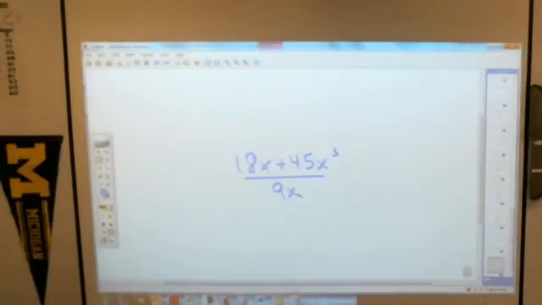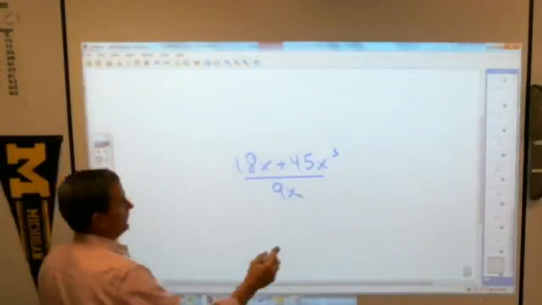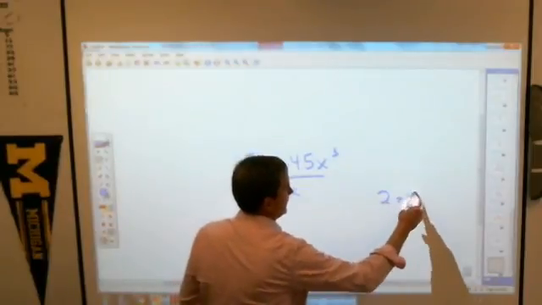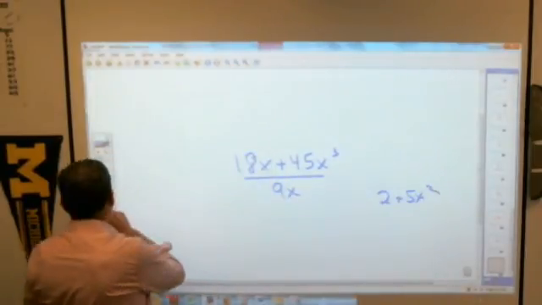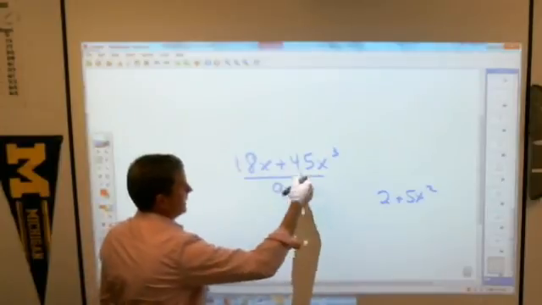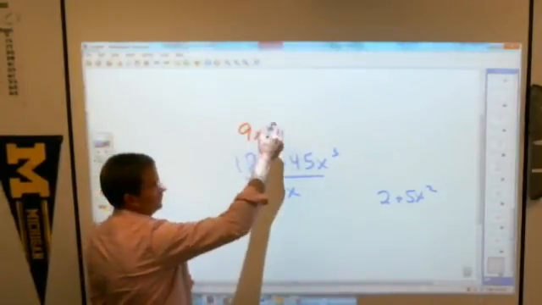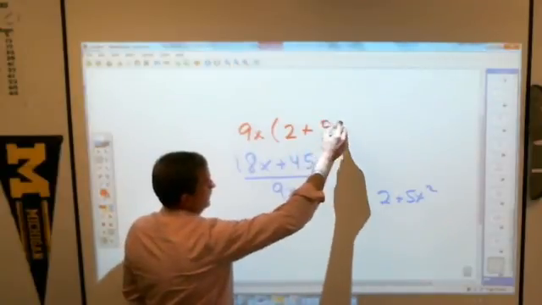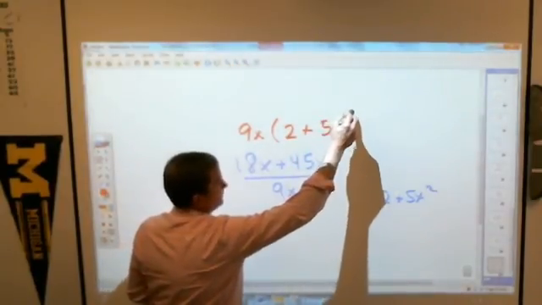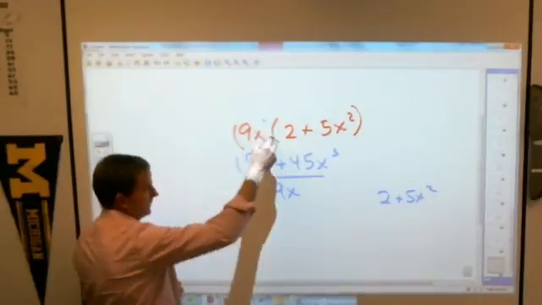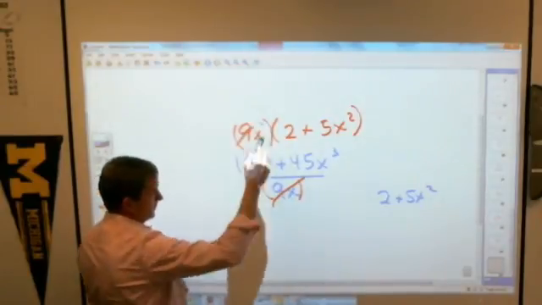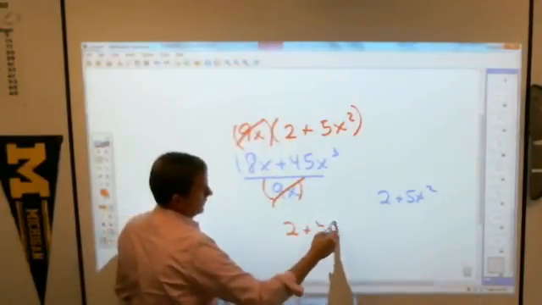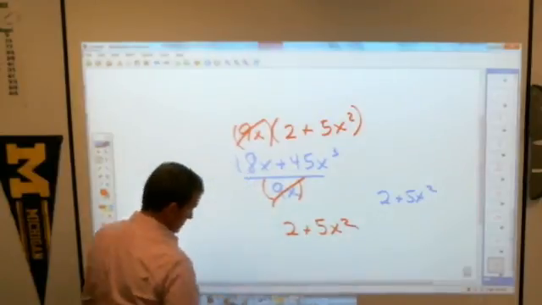Gauss, what'd you come up with? 2 plus 5x squared. Let's see if it works. 2 plus 5x squared. So what can you factor out at the top? Well, you can take a 9 and an x out, which leaves you with a 2 plus 5x squared there, times 9x. And now because these are factors, this crosses off with that, and you get 2 plus 5x squared. Amen.